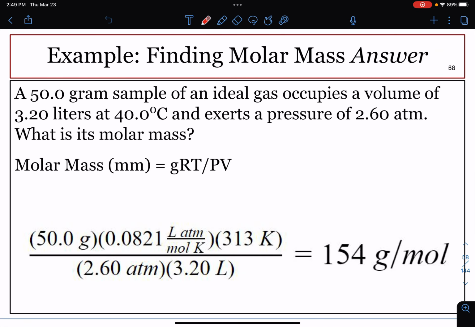If you plug in 50 grams for the g in the equation, and then you have the R value, and then the temperature, and then pressure and volume in the denominator. So let's look at the units here. We can see that the liters are canceling, the atmospheres are canceling, the Kelvin is canceling, and you're left with grams per mole, which is exactly the units we need for molar mass. 154 is rounded to 3 significant figures.